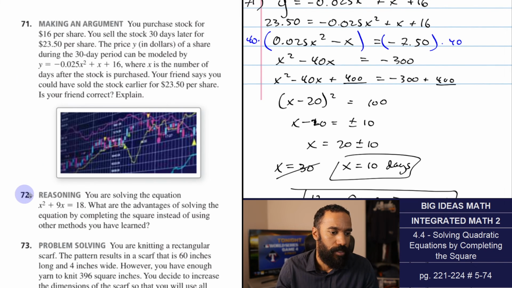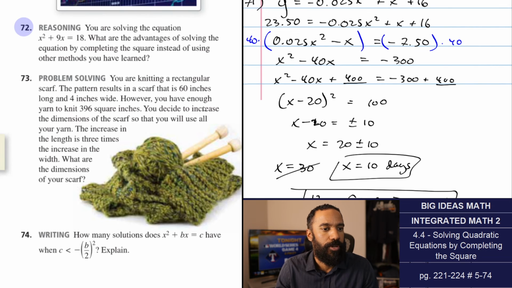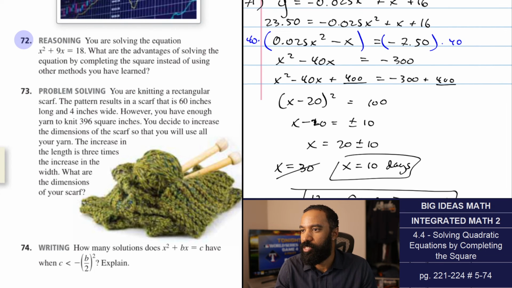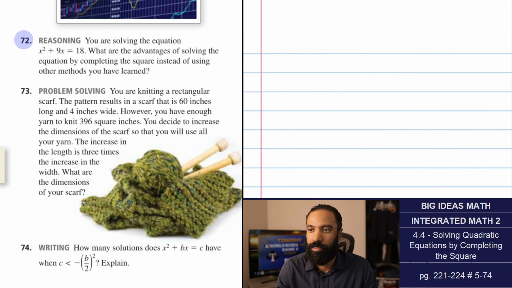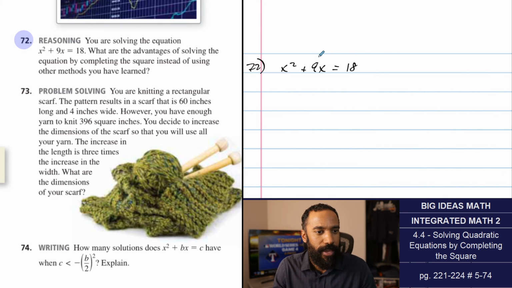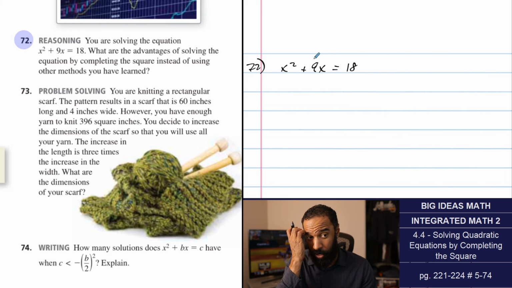Good question. Number 72. You are solving the equation x squared plus 9x equals 18. Sure I am. Let's go ahead and write that out. X squared plus 9x equals 18. What are the advantages of solving the equation by completing the square instead of using other methods you've learned?